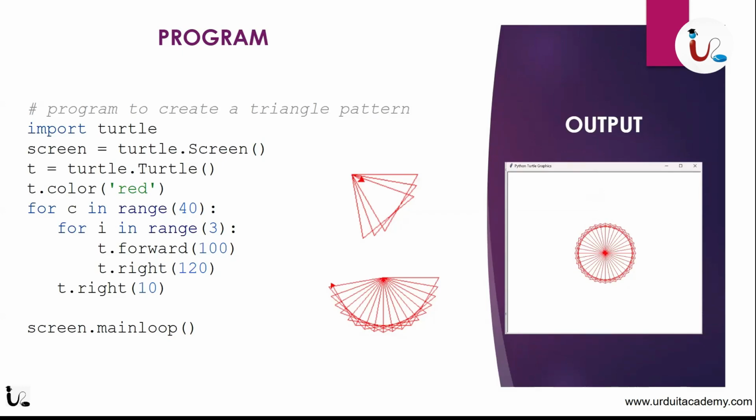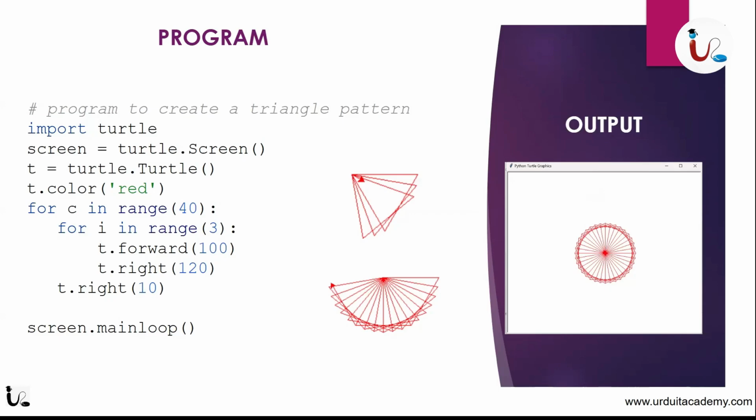Now, inside that, for I in range 3. We need 3 because for a triangle, we have 3 sides, right? So t.forward(100). 100 is the length of the triangle side, 100 units. You can set any number. Now t.right(120). 120 is the angle. It should be 120 for a triangle because we get 120 by dividing 360 by 3. 3 is the number of sides. So 360 by 3 we'll get 120. That should be the angle.